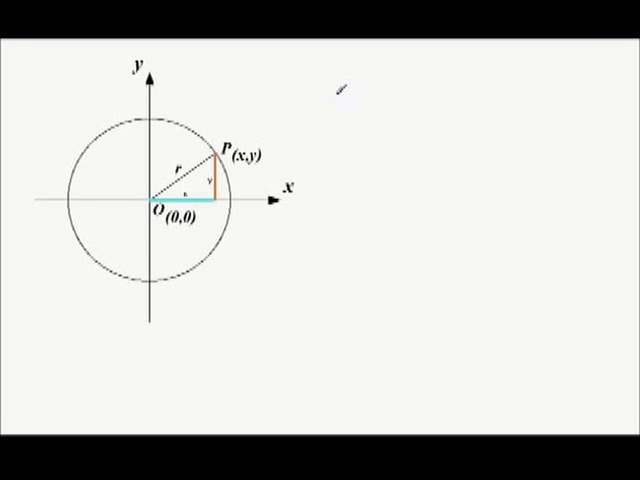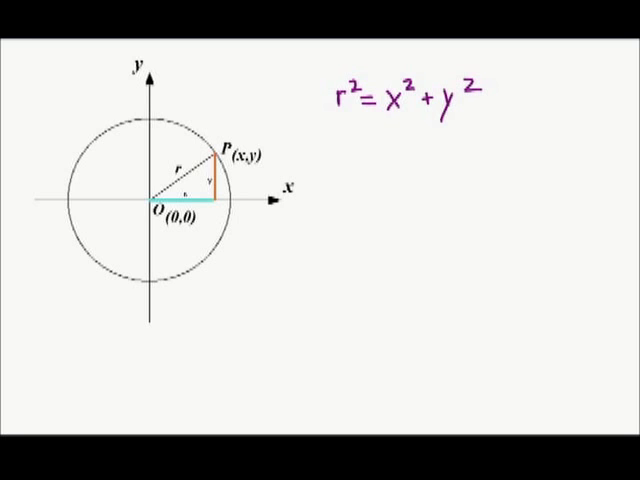By drawing a perpendicular from any point (x, y) on the circle, but not on the axis, you form a right triangle. The Pythagorean theorem can be used to write an equation that describes every point on a circle whose center is at the origin. This gives us the standard form for an equation of a circle whose center is at the origin, or r squared equals x squared plus y squared.